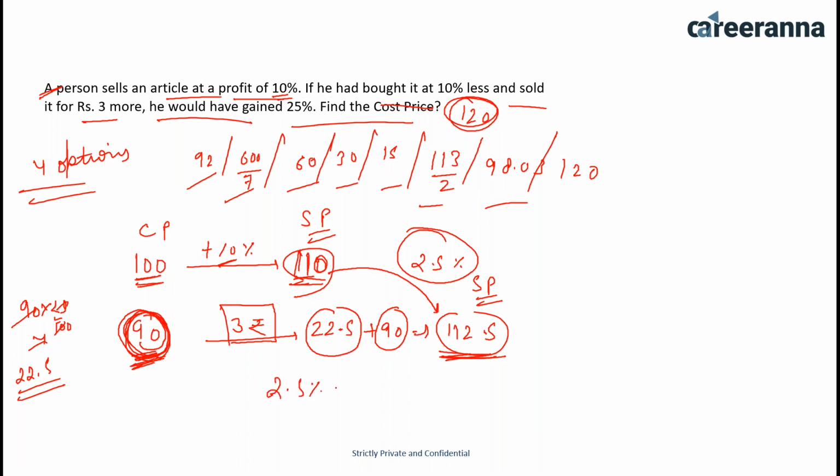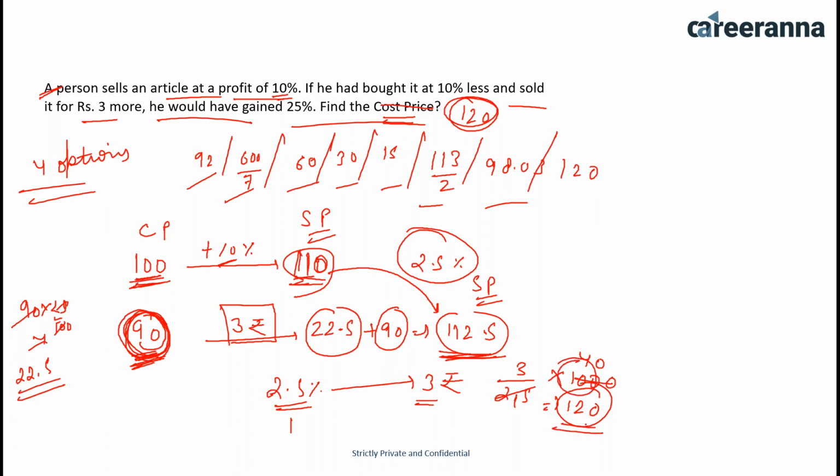But in the question, it is given that this is 3 rupees, right? If 2.5% is 3, then 1% would be 3 divided by 2.5, and 100% would be this. This is 40, it is 120. What I have to find? Cost price. What I assumed cost price to be 100. What I calculated? So it is 120. Very easy. Let me tell you again. If you don't get it, I'll explain it again.